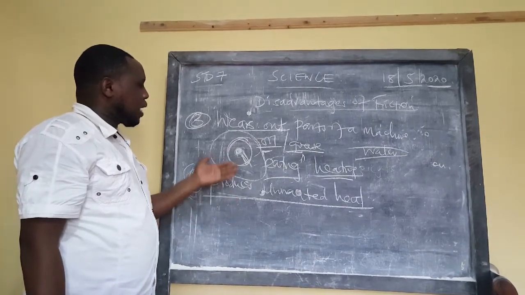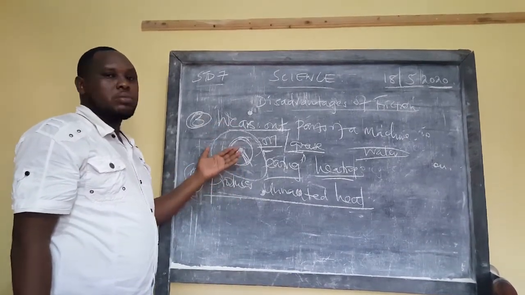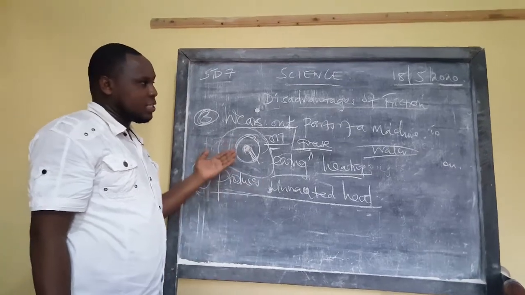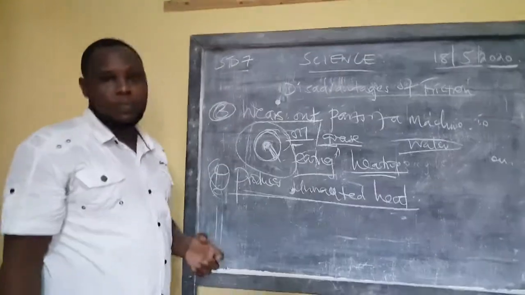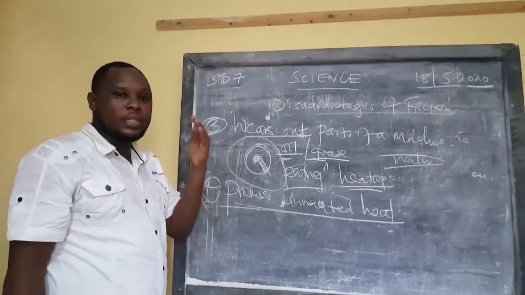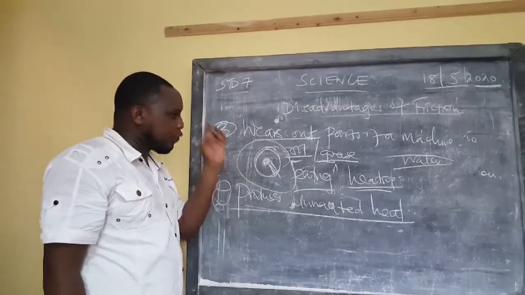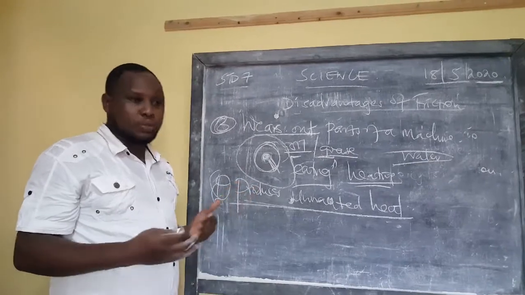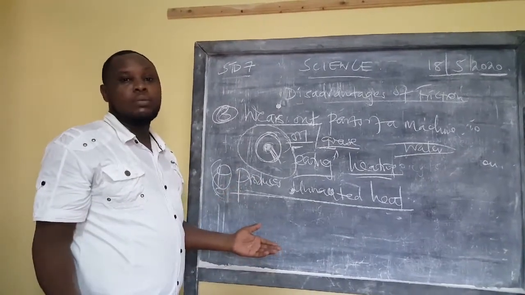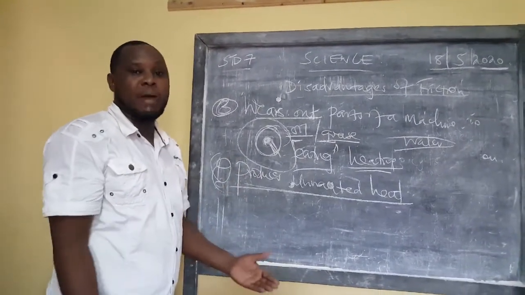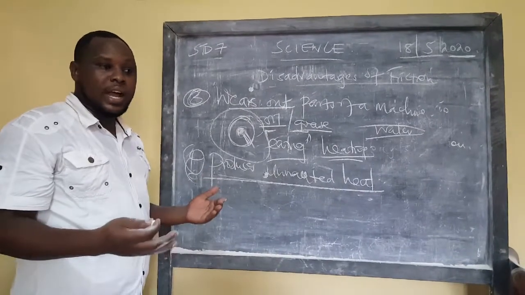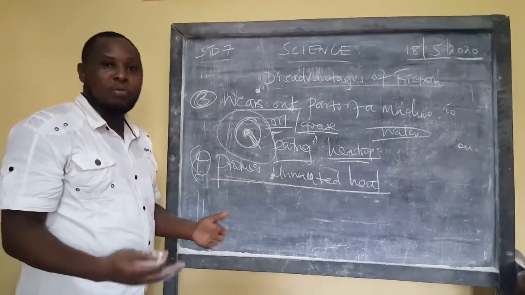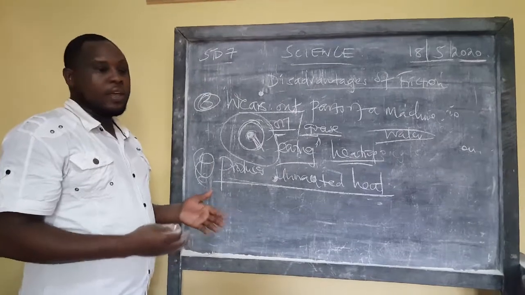But I want you to look at the disadvantages. They are not more as compared to our advantages. Meaning that friction is good. We need friction in our everyday life. If friction is not there, after it has rained, we are going to move out and then fall down, because the ground is going to be very muddy. If friction is not there, we are going to wear shoes and fall down, because treads are not there.